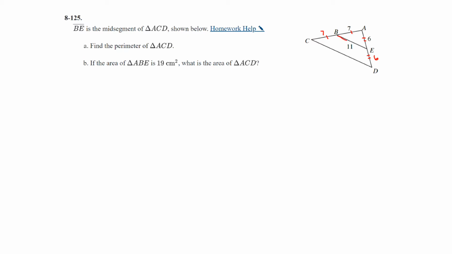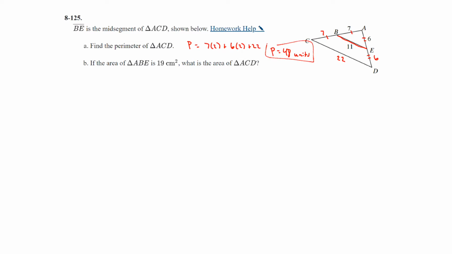11 is the smaller triangle, and since the lengths are doubling, so AE to ED, 6 to 12, 11 then means that CD would be 22. So the perimeter of triangle ACD would be 7 plus 7, 6 plus 6, and then plus your 22. So the perimeter is equal to 48 units.